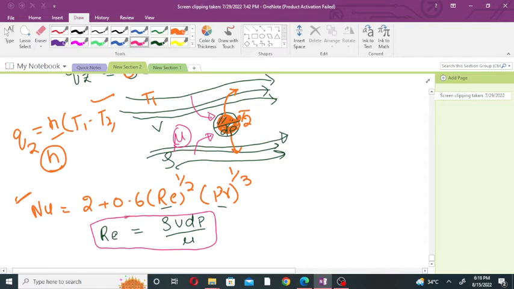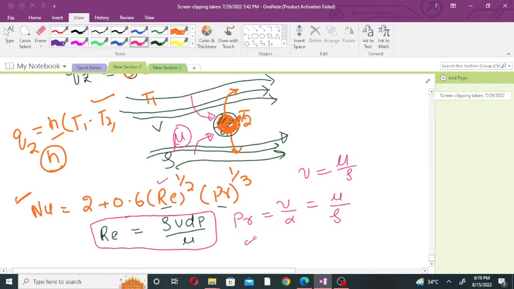Now put the Reynolds number in this equation and you will get the Nusselt number, but you should also know the Prandtl number. So what is the Prandtl number? It is also a dimensionless number, and it is the ratio of momentum diffusivity divided by thermal diffusivity. Momentum diffusivity is nothing but the viscosity of the fluid divided by the density of the fluid.